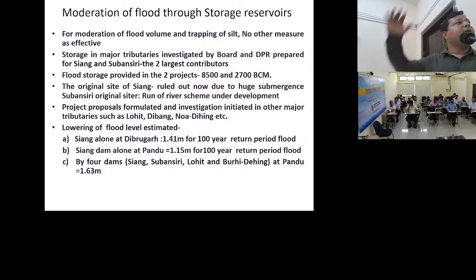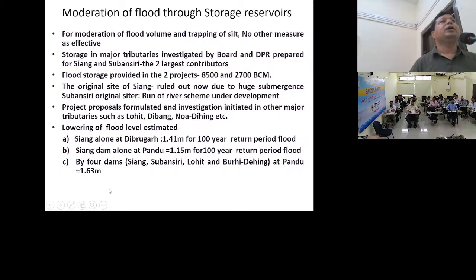So 1.4 meter is a huge relief from flood. If we can lower the water level by 1.4 meter, then many areas will be saved. Many problems will be solved. But for that, we have to go for this reservoir or storage dam, which is recommended in this master plan. And in fact, we have prepared the DPR for this dam project also.